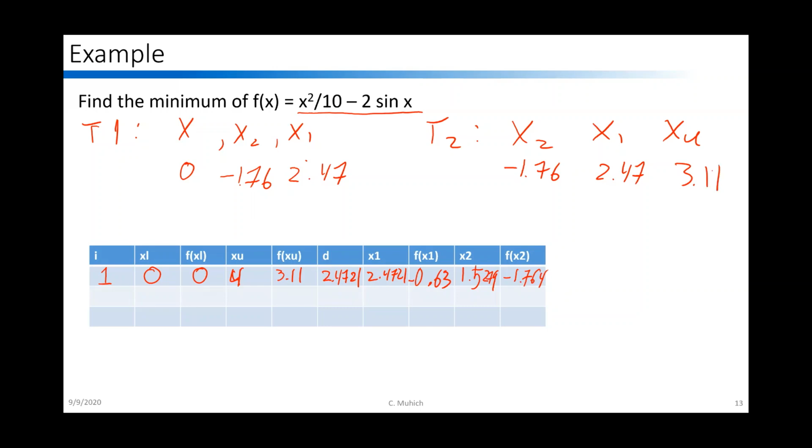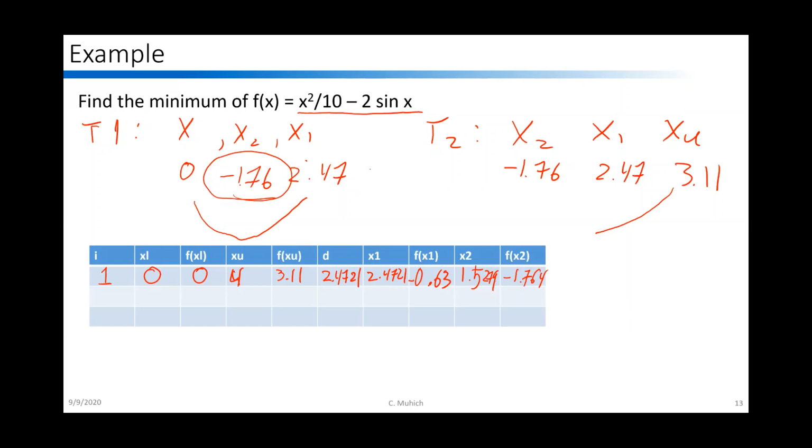So if I look at these two sets, which one's going to contain the minimum? If I sort of plot this out, I see that this is going down. If I plot the first triplet, I see I start at 0, I go down to negative territory, and I come back. Right? So this x2 is going to contain the minimum, right?